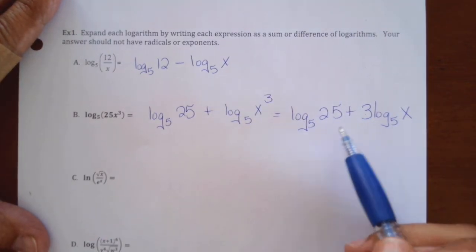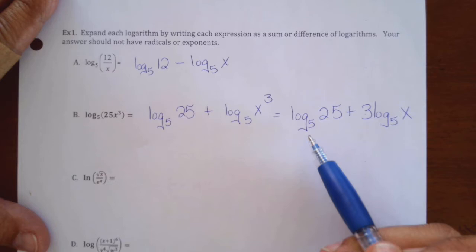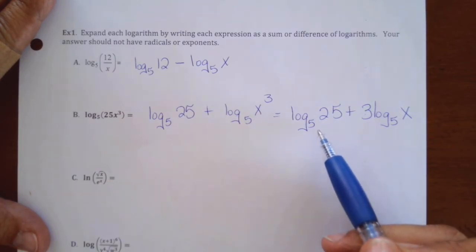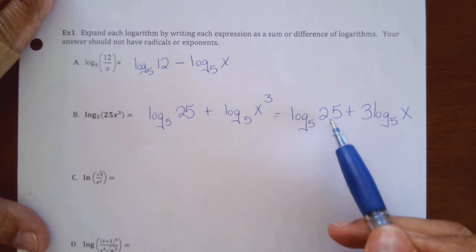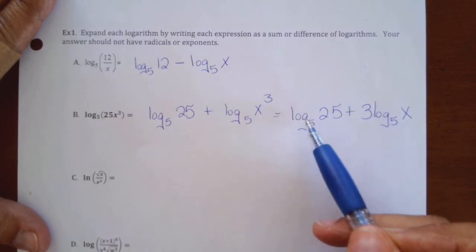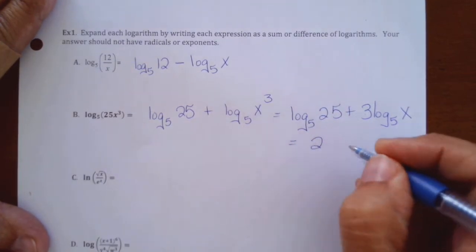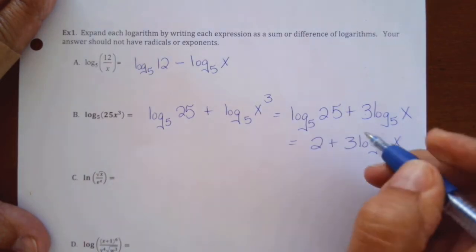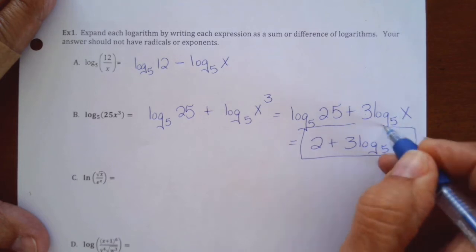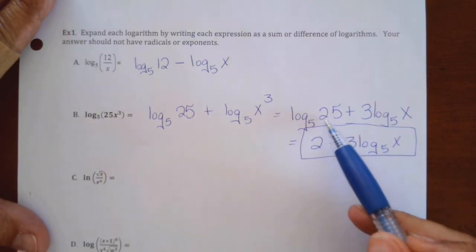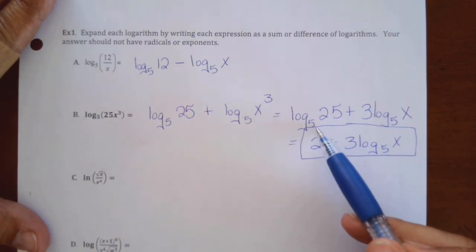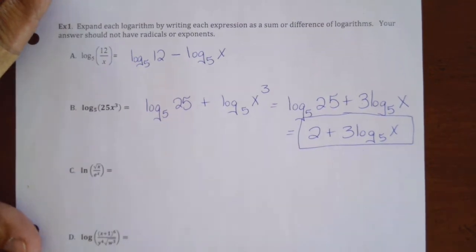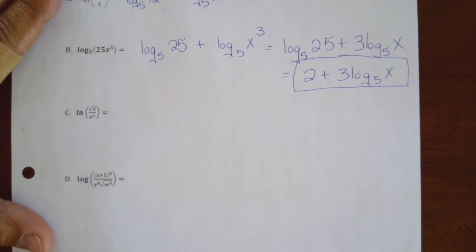Now, any log that's just a number, you need to see if it has a simplified answer. If it's a decimal answer, you leave it like this. But if it's a whole number, you need to reduce it. So 5 to what power is 25? That's a doable log. That is 2, right? The exponent is 2. So the expanded version of this would end up being that. So again, if you have a log of a number, you need to see if you can simplify it to a whole number.